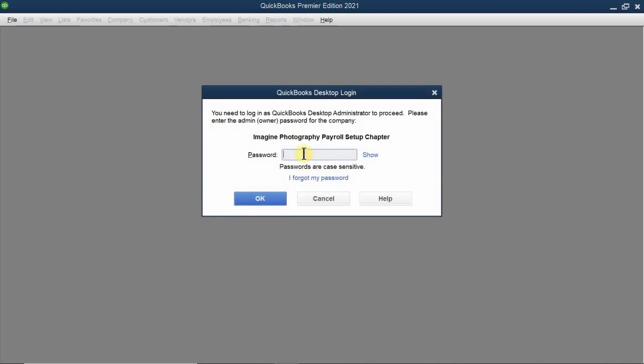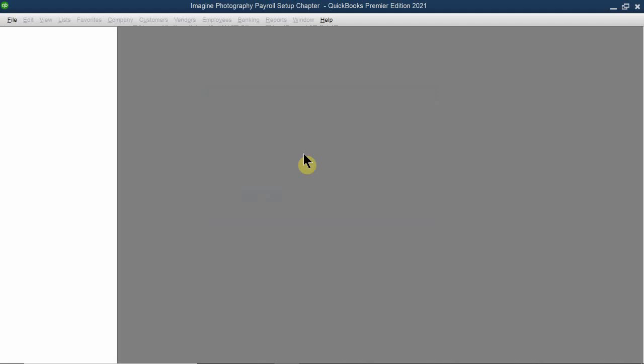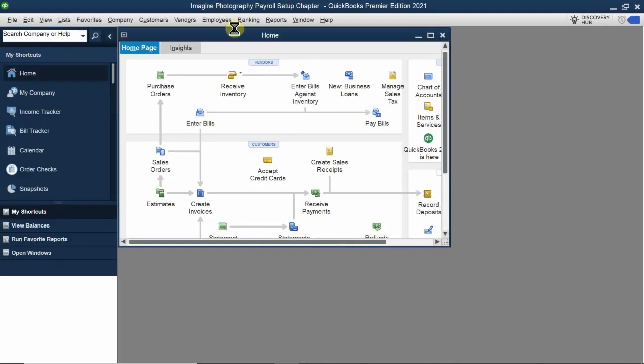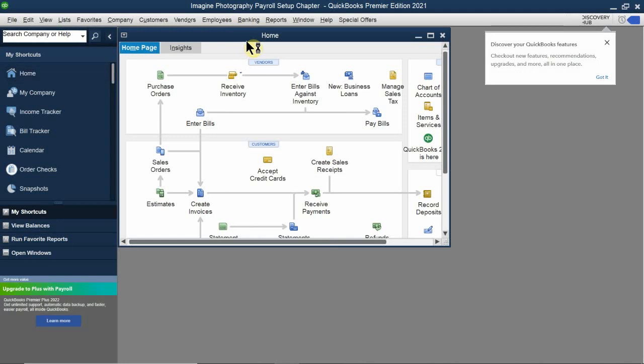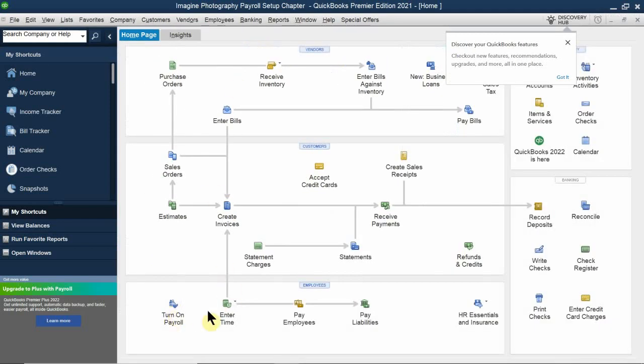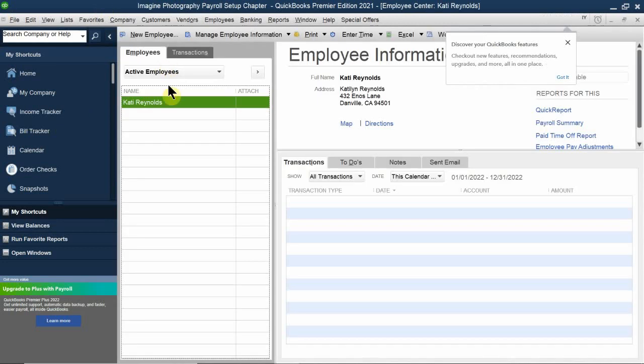Okay, here we go. My password is Questiva 21. Okay, so this is what we did. This is what we did on Thursday, right? We at least set up Katie. Okay. So let's go to the employee center real quick. So again, we have Katie as our only employee.